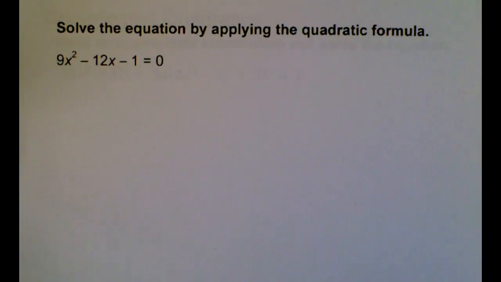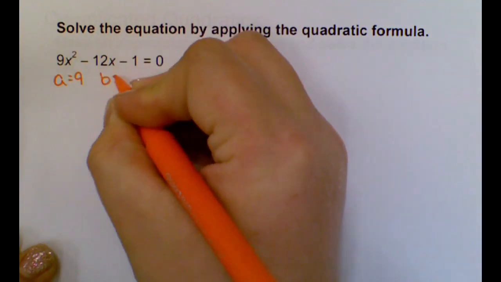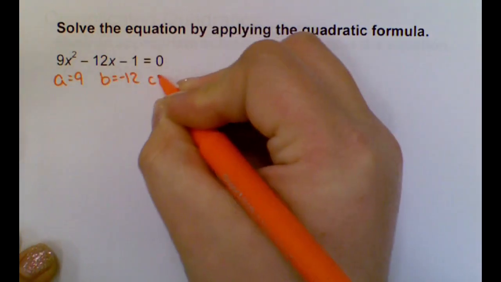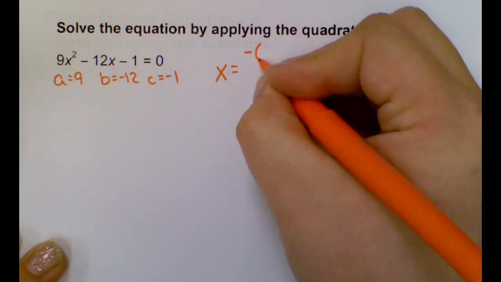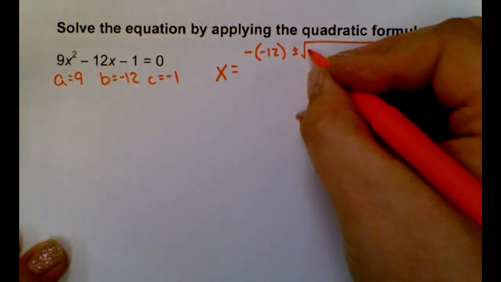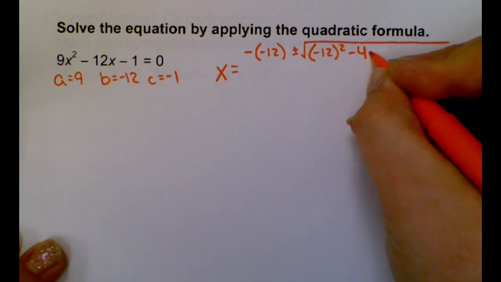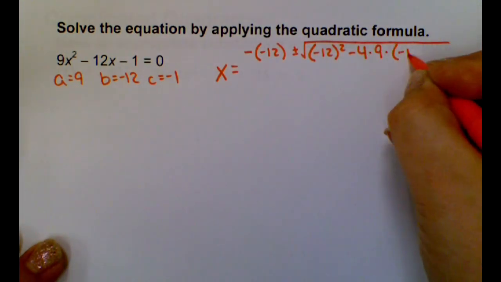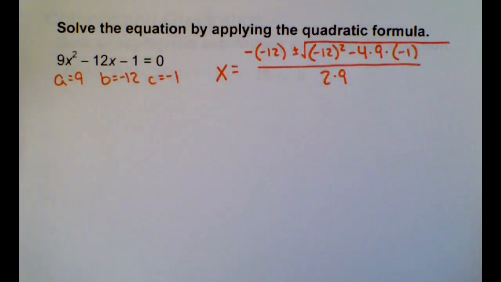All right, let's use the quadratic formula again. Our a value in this case is 9. Our b value is negative 12. Our c value is negative 1. So the quadratic formula is negative b, which is negative 12, plus or minus the square root of b, which is negative 12, squared, minus 4 times a, which is 9, times c, which is negative 1, all over 2 times a, which is 9.